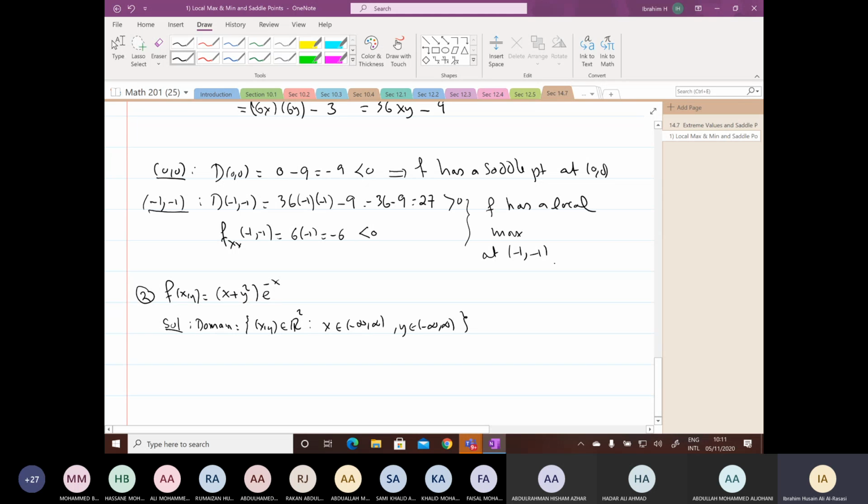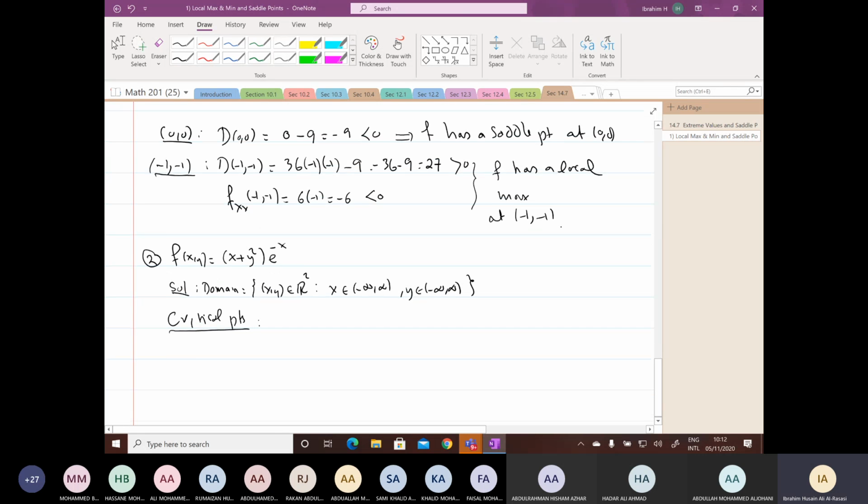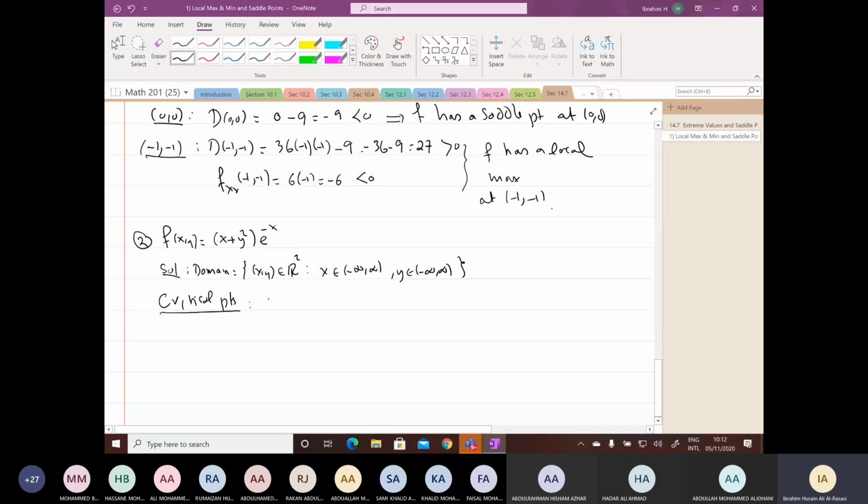Critical points. We need to find f sub x and f sub y. So I will multiply first. So this is f of (x, y) equals x e to the minus x plus y squared e to the minus x. Now what is f sub x? We differentiate with respect to x: using the product rule for the first term, minus x e to the minus x plus e to the minus x, plus for the second term, minus y squared e to the minus x.